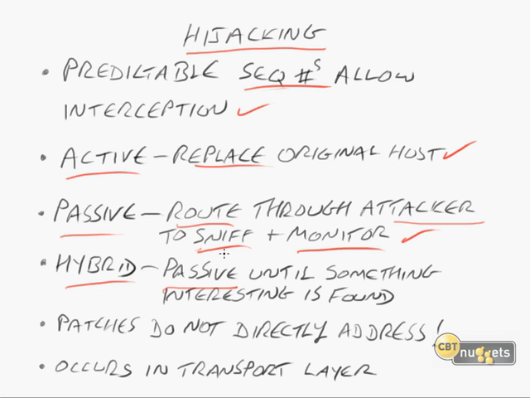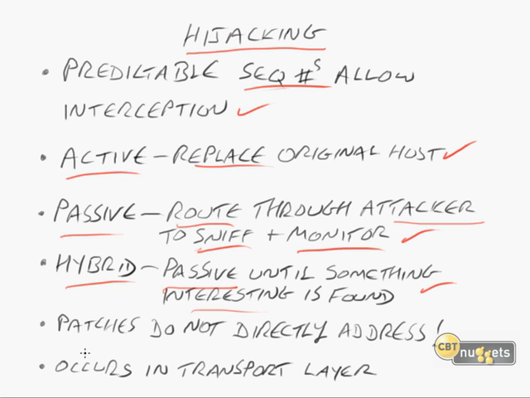I'm just kind of sniffing around until something interesting is found, like maybe I find some logon credentials. Well, at that point, I want to log on as that user, and I can't have them logging on at the same time in some instances, so I might need to bring them down. I'd go back into an active method at that point. So there's a lot of different vectors that you can go with through all of these.